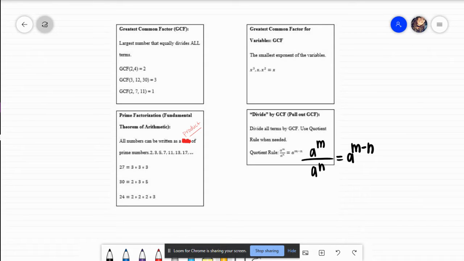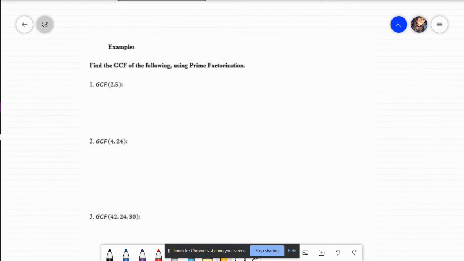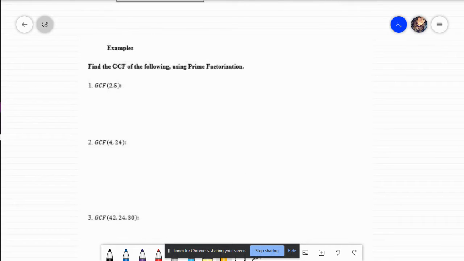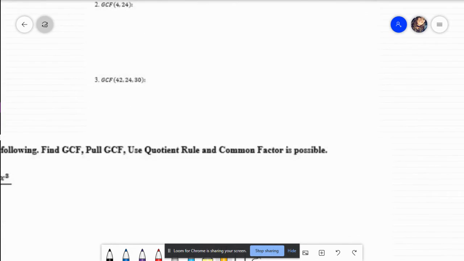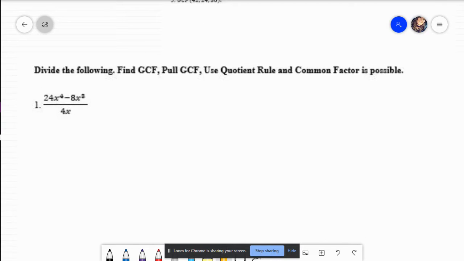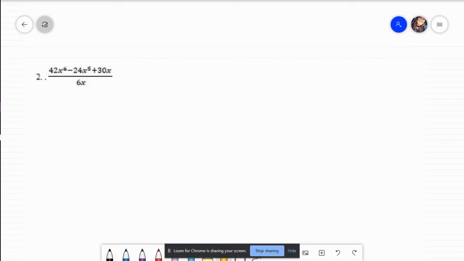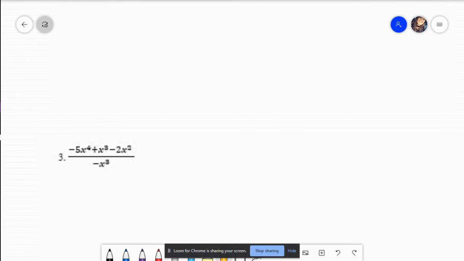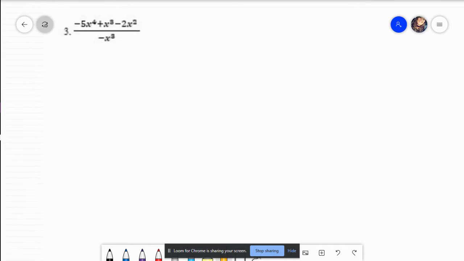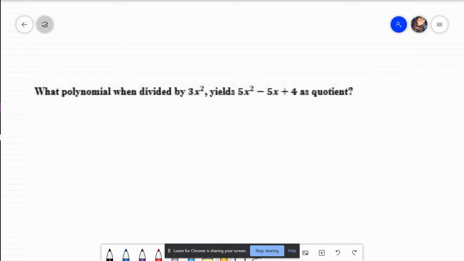In 12.7, what we're going to do is divide polynomials. I'm going to explain the greatest common factor for coefficients and variables, and then I'm going to explain prime factorization, and I'm going to explain what it actually means to divide by the GCF. We will do these first three examples, finding the GCF using prime factorization, and then I will do another video actually dividing this polynomial right here and this polynomial right here by the monomial. They're each being divided by a monomial. And then I'll come back to do this one and finish with that question right there.